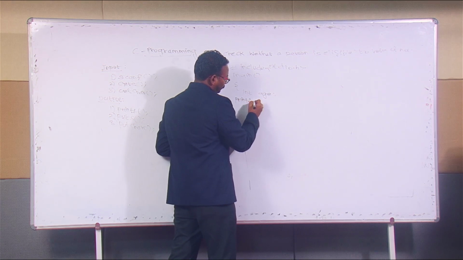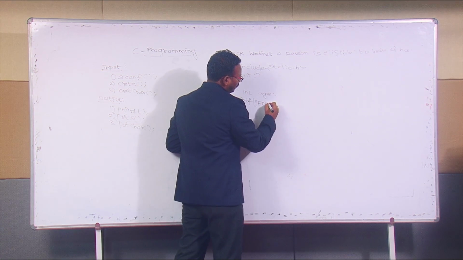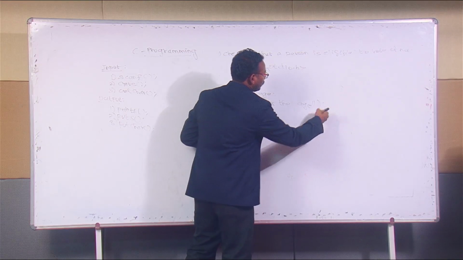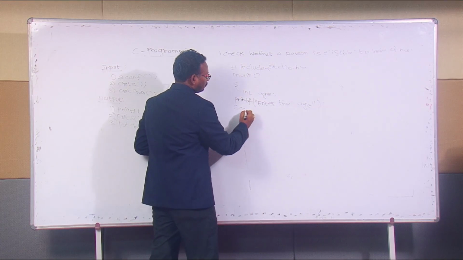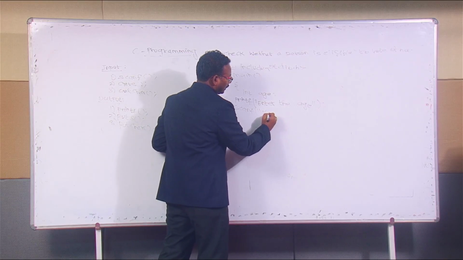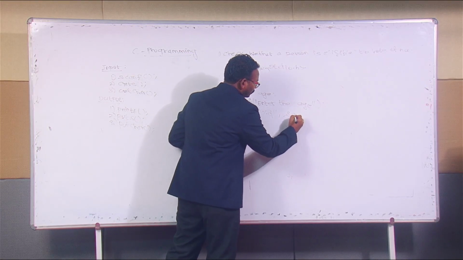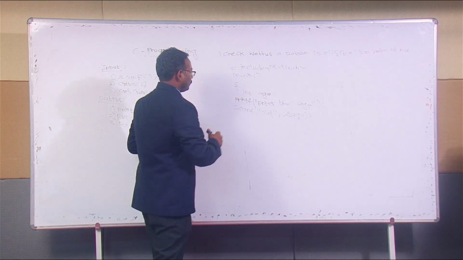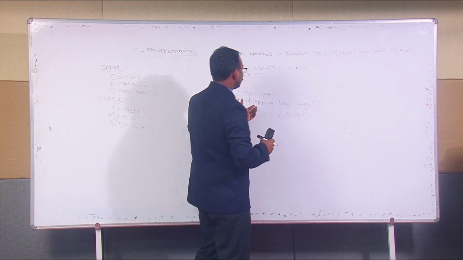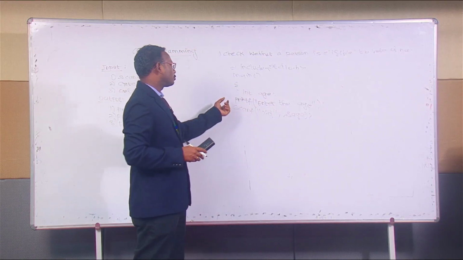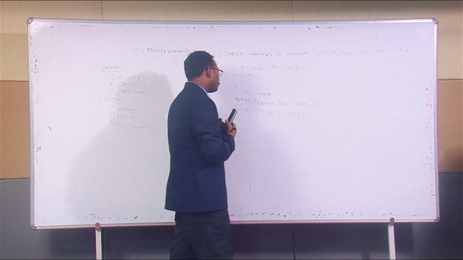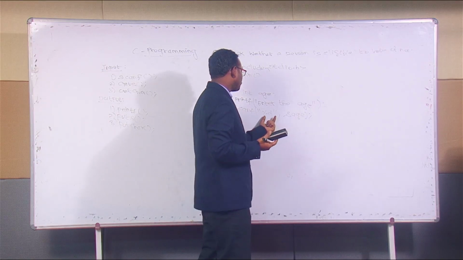printf, enter the age. Scanf, percentage of D, address of age. Okay, therefore I just showed what has to be displayed in the output, so that should be given inside the printf. And to get the input number, I use a scanf, with the percentage D.